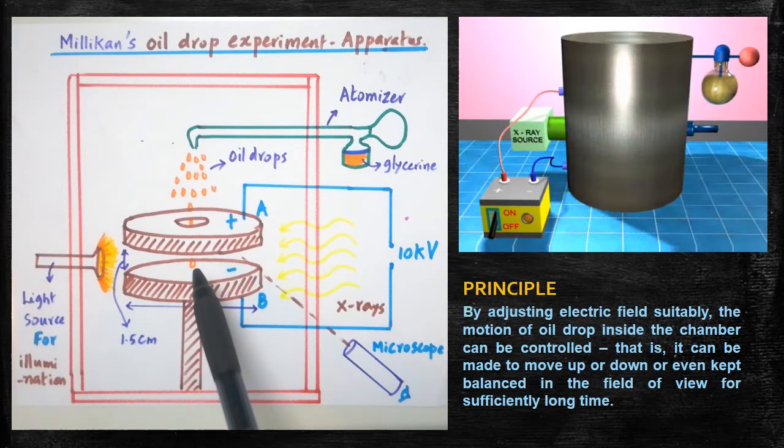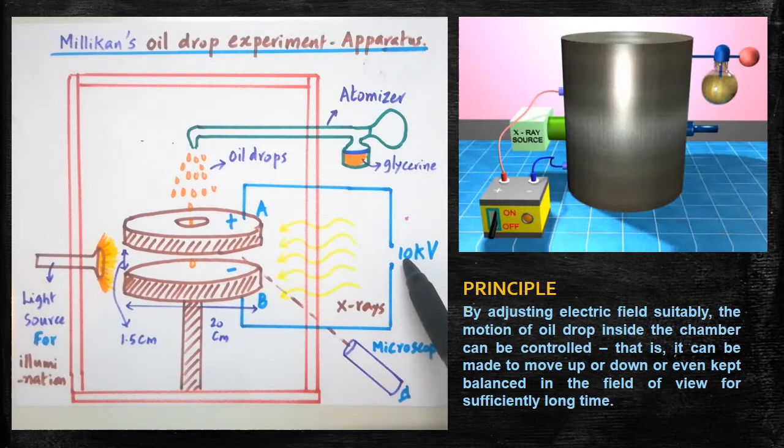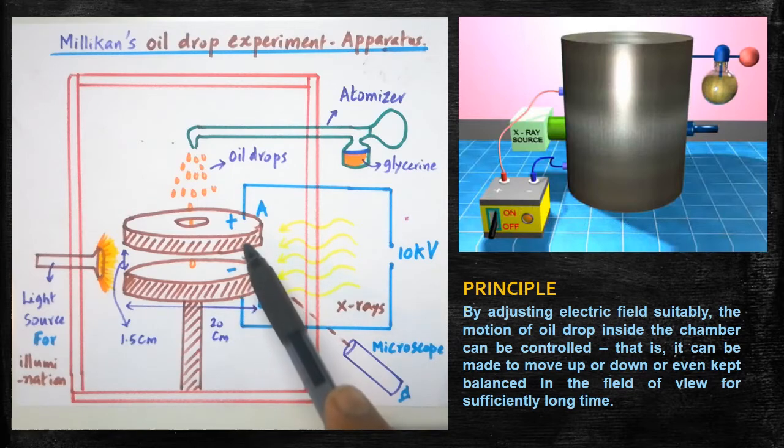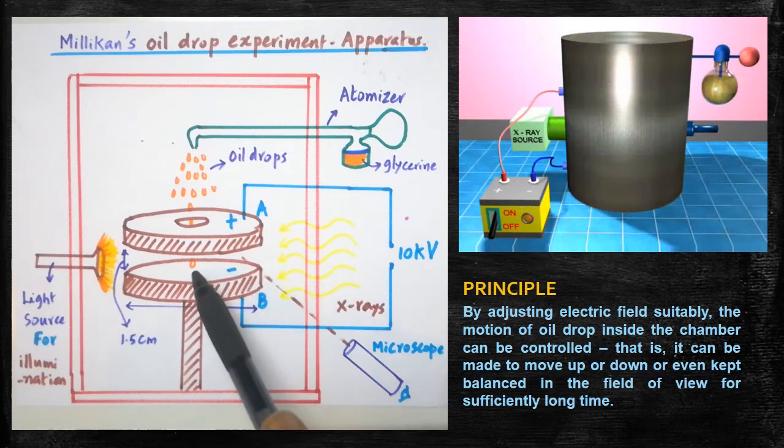Here two plates are connected with the power supply, a high voltage power supply. Therefore, an electric field is maintained between the two plates. By adjusting the electric field suitably, and this is a very important sentence, the motion of the oil drop inside the chamber can be controlled.